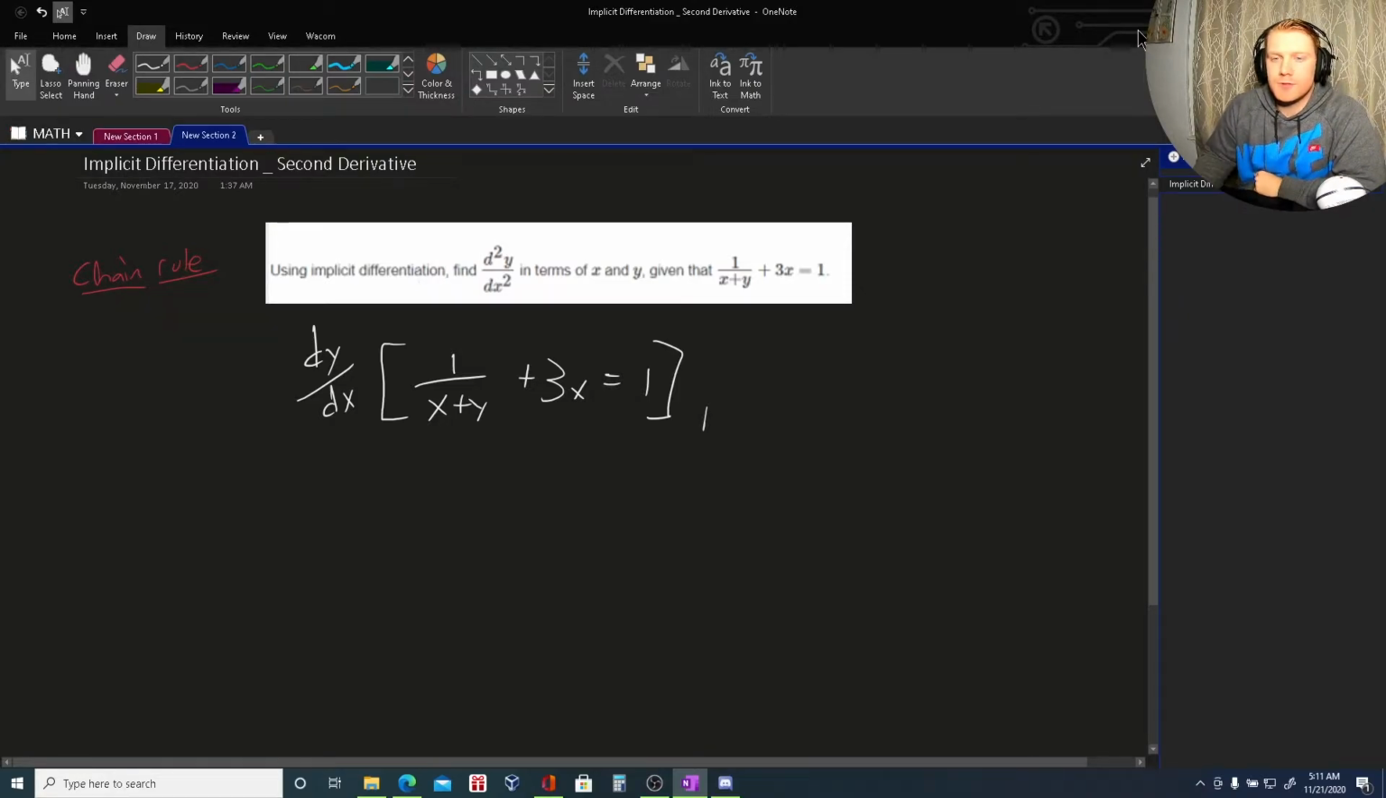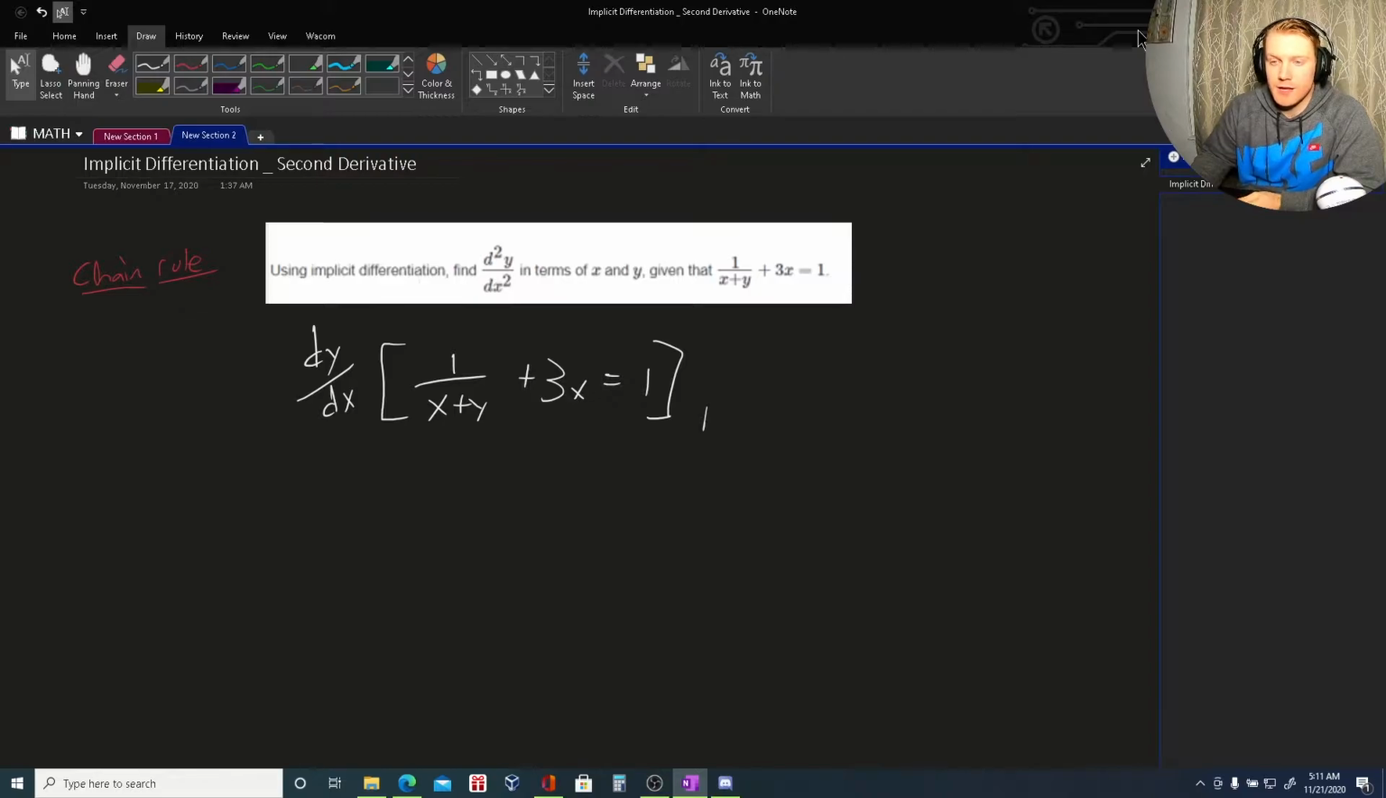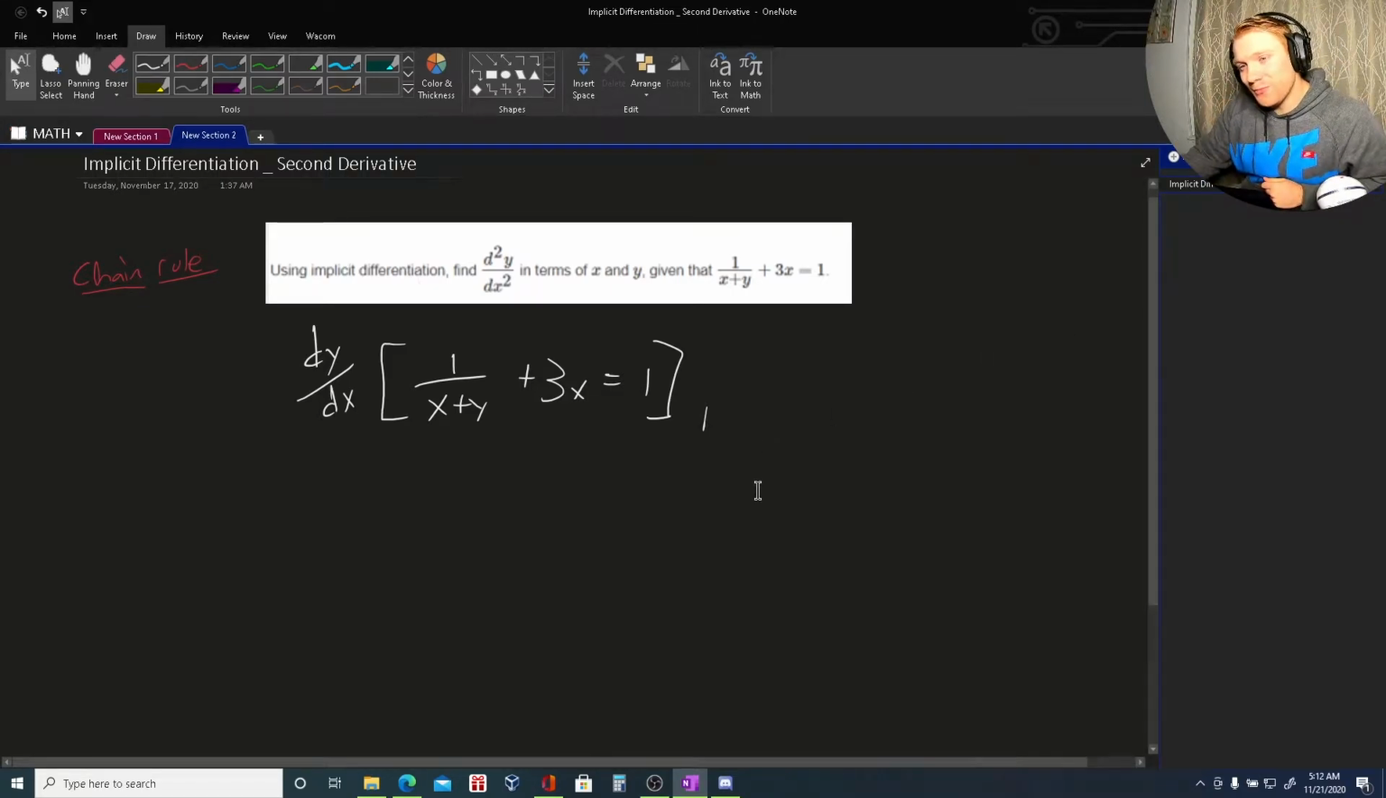Alright, using implicit differentiation, find the second derivative in terms of x and y, given the equation 1 over (x plus y) plus 3x equals 1. Okay, so we have the normal differentiation here.